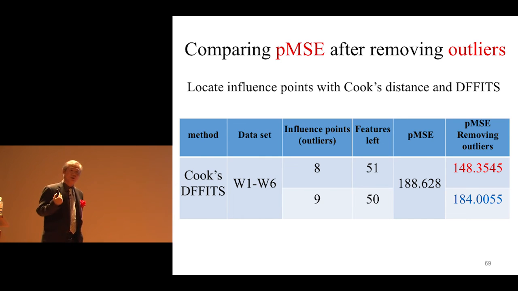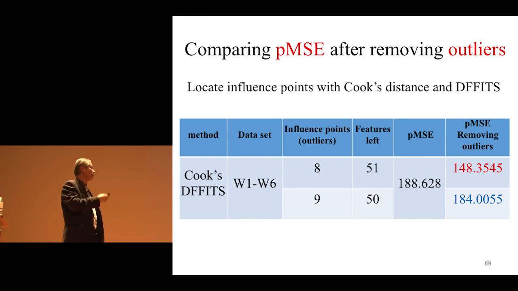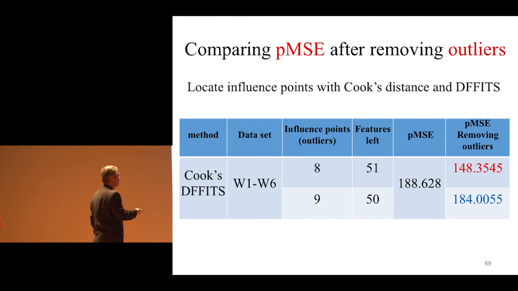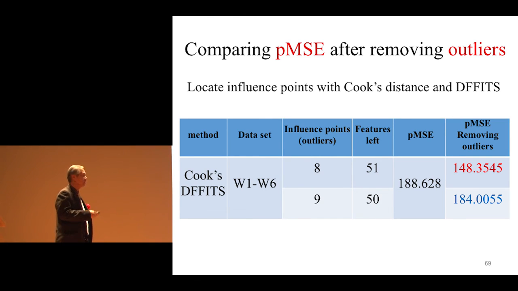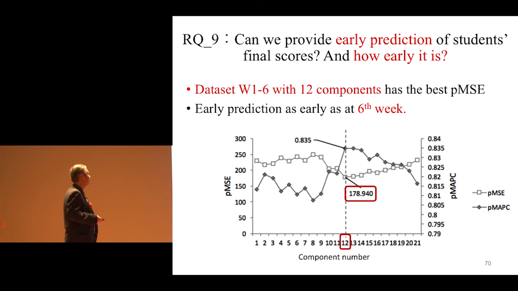So the next question is whether we should remove those outliers. There are lots of methods; I just mention one of them. We can use Cook's distance with DFFITS. The performance is relatively better than the original. So here is the conclusion of this study: if we use the data set of weeks 1 to 6 and use PCA, we have 12 components out of 29 features, and we can predict as early as 6 weeks.